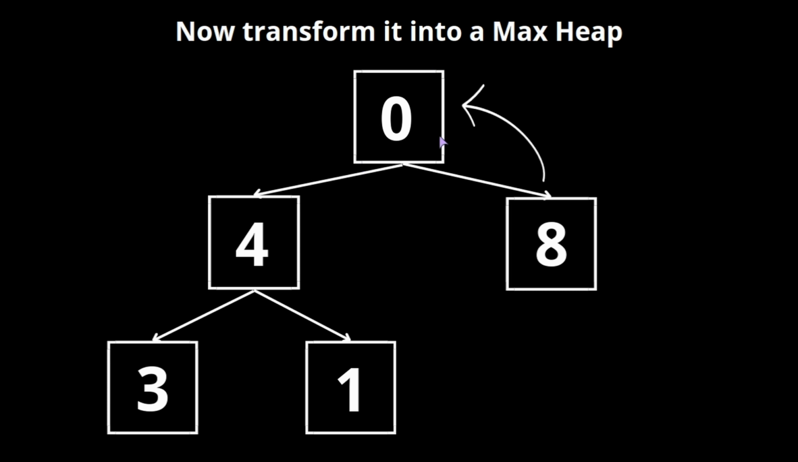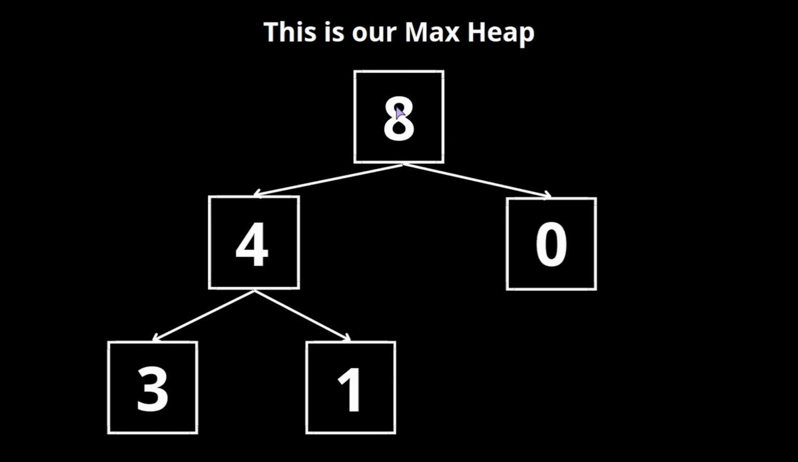this 0 node here, the first node, the root, because 0 is smaller than 4 and 8. The greatest element here is number 8, so if we swap 0 and 8, we have our original array transformed into a max heap. This is our first max heap. The root is number 8, and it's greater than 4 and 0, and 4 is greater than 3 and 1. And 0 doesn't have any children in this case, so there is no need to compare 0 with anything. That's why we just leave 0 as it is. So this is our max heap from the original array.